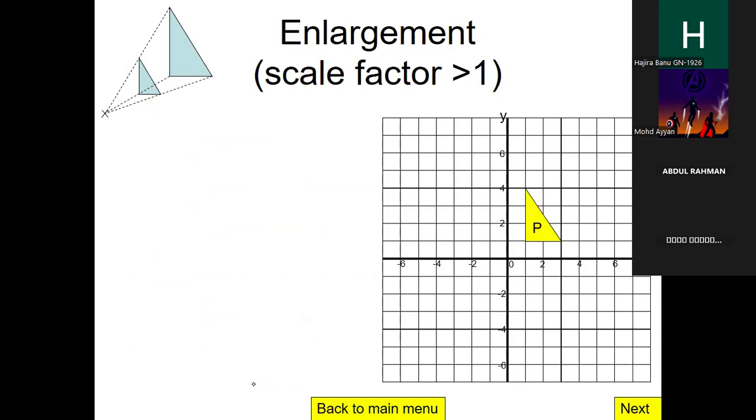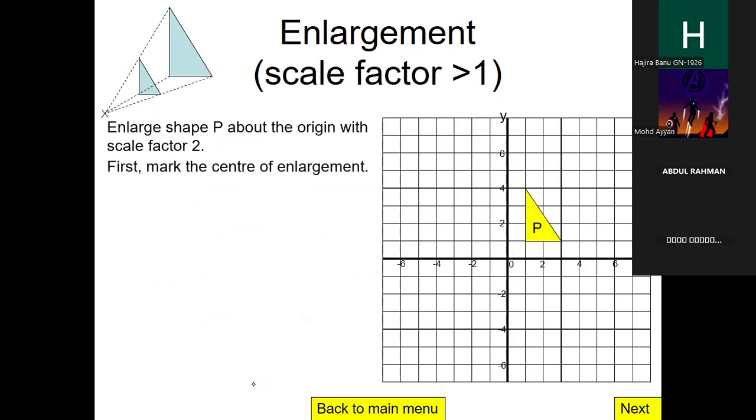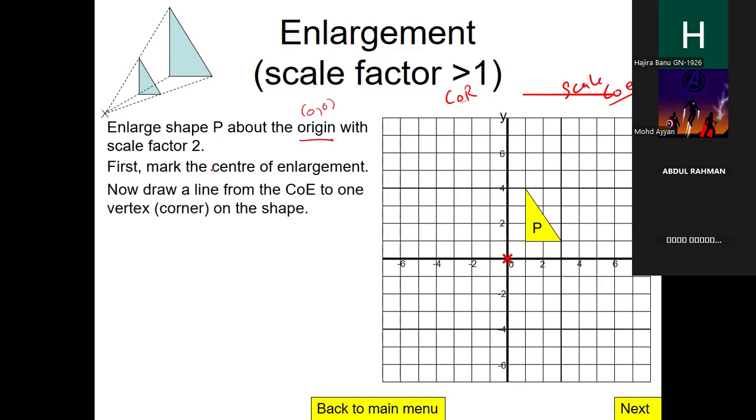Now, first of all, when a scale factor is greater than 1, what are we going to do? One more thing is needed apart from the scale factor. Like in rotation, we needed COR, center of rotation. Here we need COE, which is center of enlargement. So enlarge shape P about the origin, the point (0, 0). This is your center of enlargement, with scale factor 2.